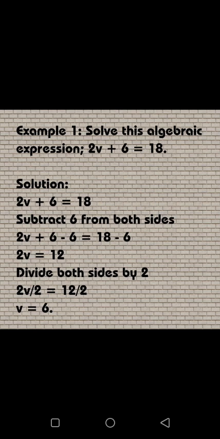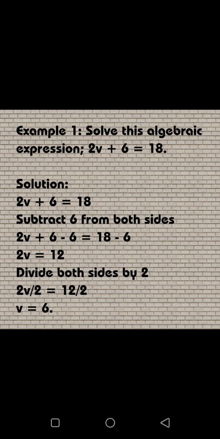So to confirm that in the equation, we can substitute our v for 6 in the equation. So with that, we have 2 times our v, now 6. So 2 times 6 will give us 12, and 12 plus 6 will give us 18. So 18 equals 18. So that's a balanced equation. So it means our answer is correct.